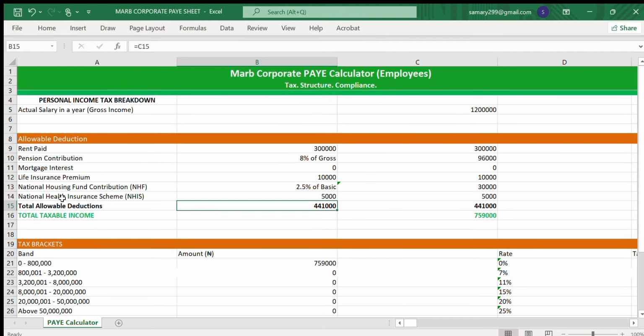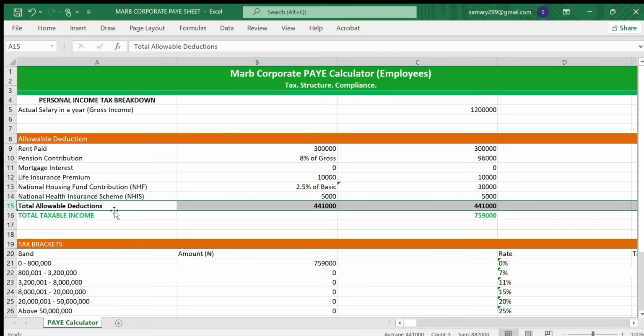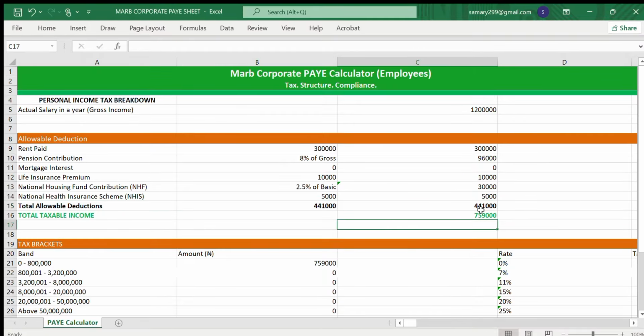Now, next over here is National Health Insurance Scheme. So if you are into any insurance scheme, it can be any amount. You just put it in. There's really no percentage for that. Same thing with the life insurance premium. So you can add it. If you look at it now, we have a total allowable deduction of 441,000 naira. So you see, we remove this from the 1.2 million. We are going to have a balance of 759,000.